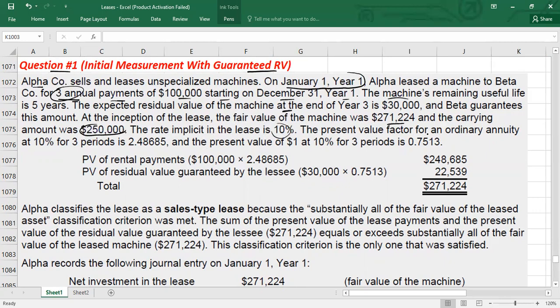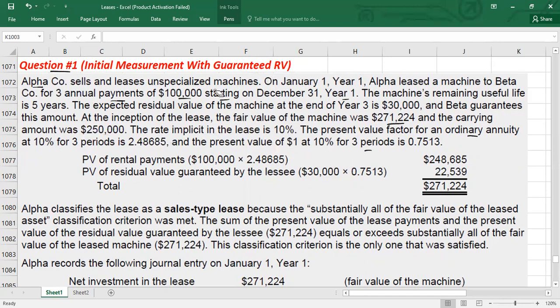The present value factor for an ordinary annuity at 10% for 3 periods is this. This is the annuity factor provided at 10%. And the present value of $1 at 10% for 3 periods is provided here. Here is the annuity factor and this is the present value factor. Now, this is the question. What we need to do here is first calculate the present values.